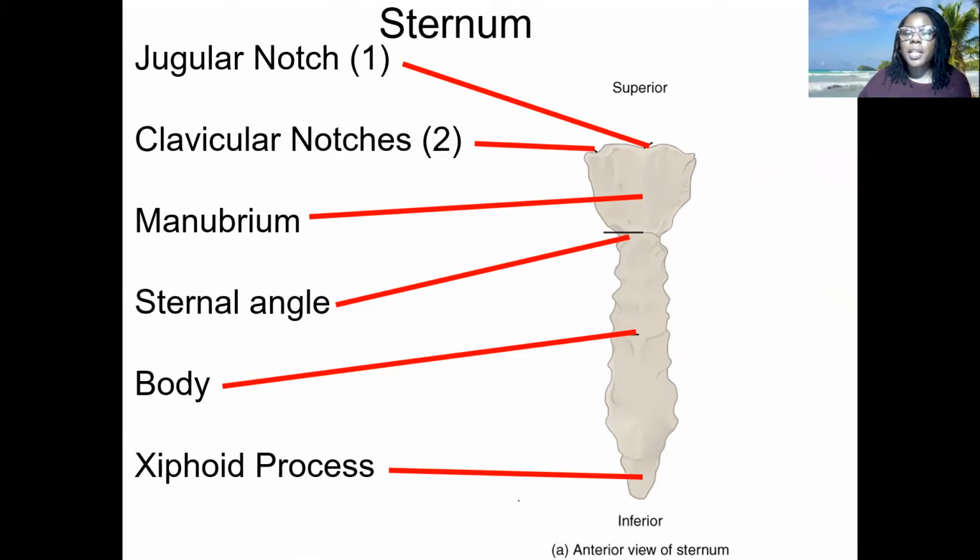So we have the arching of the aorta posteriorly. We have the emptying of some vessels into the heart posteriorly as well. And there's just a lot of activity happening at that angle, at the sternal angle.